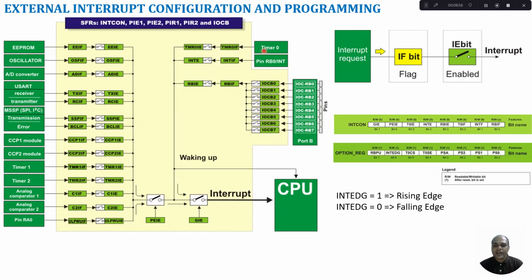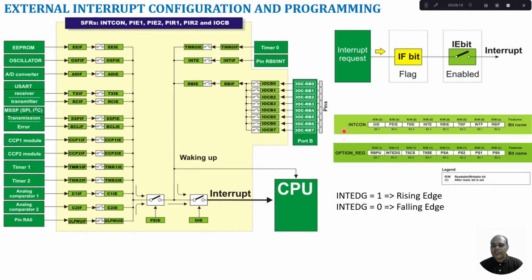For the external interrupt to be communicated, I should configure INTE, which is external interrupt enable, and global interrupt enable. Then only the signal from the peripheral can go and reach your CPU as an interrupt signal. So how to configure this, external interrupt enable and GIE? We have registers associated for configuring it.